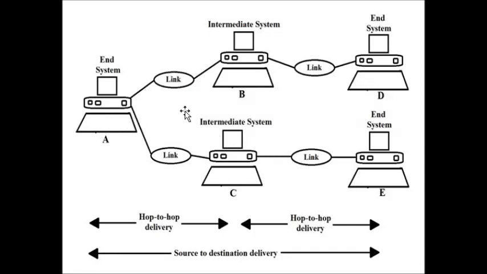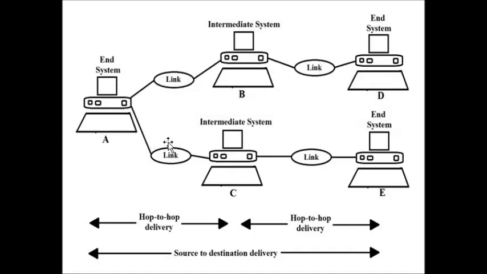A is connected to D with the help of this middle system, this intermediate computer system B. So any exchange of data between A and D has to go through this intermediate system B. First there will be a hop to hop delivery of data from A to B through the direct communication link between A and B. Then that data will again pass through another hop to hop delivery from B to D, and finally it will reach D.